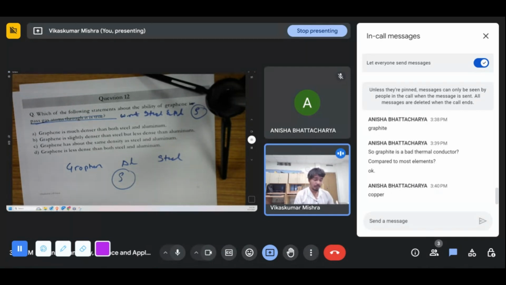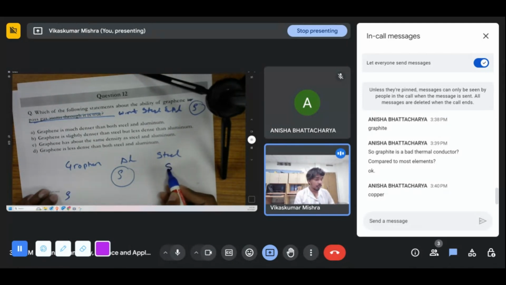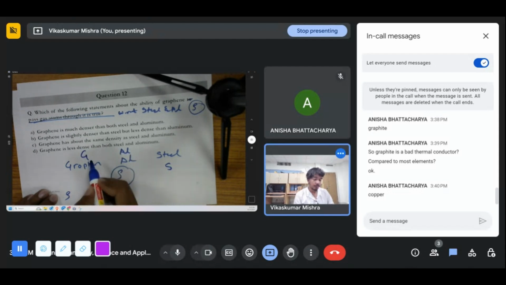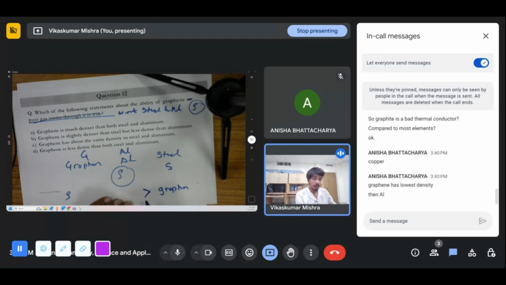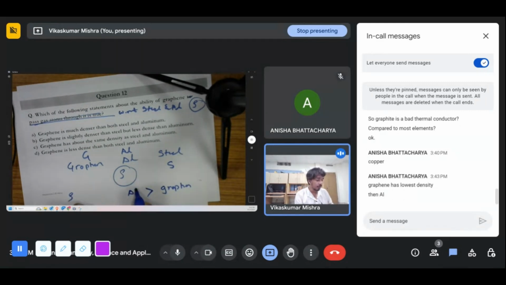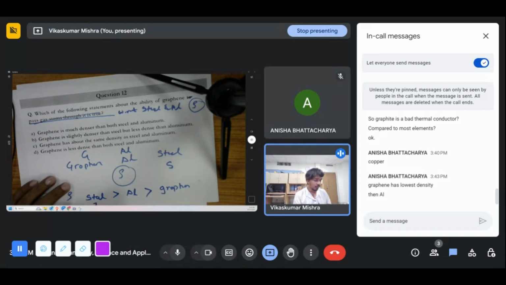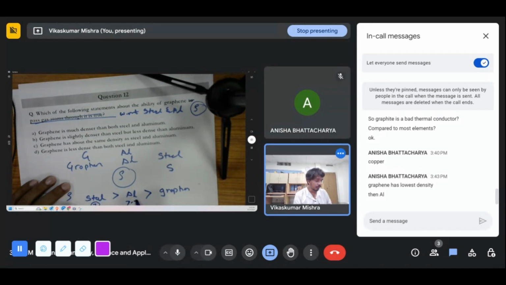Let's arrange them from the perspective of the density of the materials. Steel, aluminum, or graphene. Which one will be the highest? Graphene has the lowest. That's right. Then aluminum is comparatively higher, and finally steel. I think the values are around 7 for steel and 2.7 for aluminum, and here it will be around 2. There might be some error.